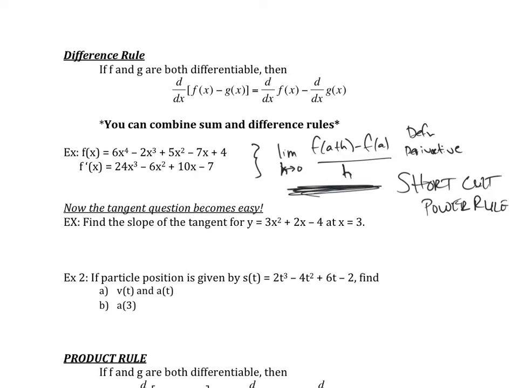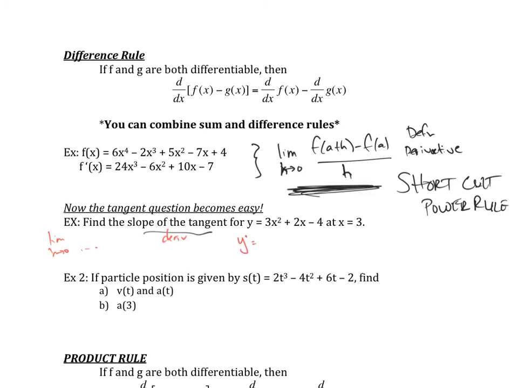So now take a look. We could do this tangent line question super easy. We have to find the slope of the tangent for y equals 3x squared plus 2x minus 4 at x equals 3. So here's what we do. What is the slope of the tangent? The slope of the tangent is the derivative, right? Which is this limit as h goes to 0, all that. But we don't need to do that. We just do the shortcut.